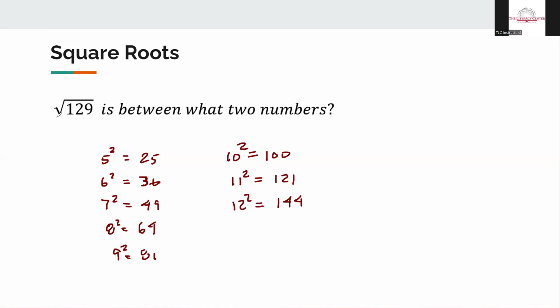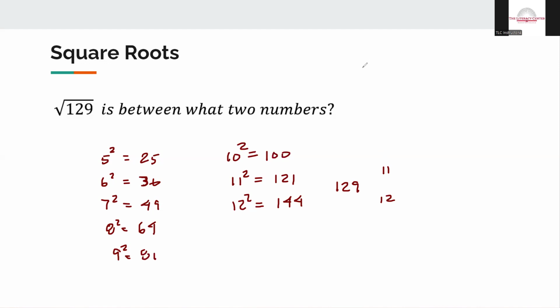144. See how we have now passed that number. 129 is in between 121 and 144. That means that the square root of 129 must be between 11 and 12. That's how you figure out approximately what a square root must be. It must be in between those square roots that you know.